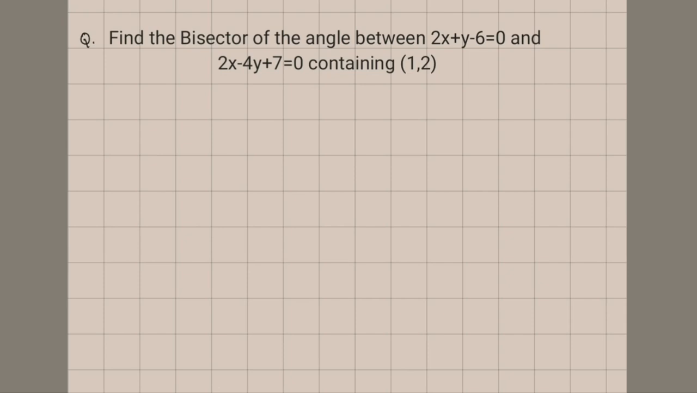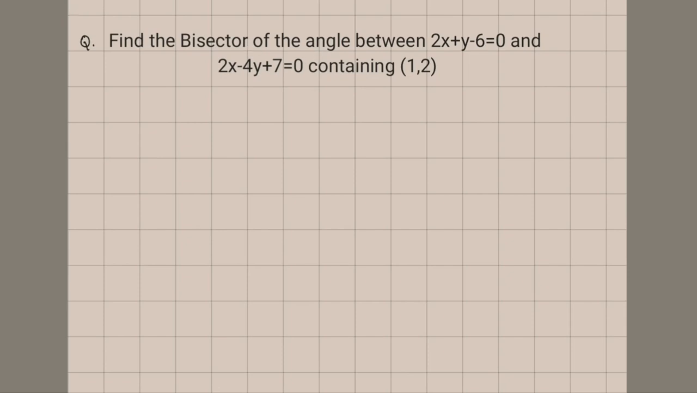The problem is we need to find the bisector of the angle between these two lines, 2x plus y minus 6 and 2x minus 4y plus 7 equal to 0, containing the point (1, 2). So the problem is simple. Let's say this is L1, this is L2. If this is theta, the other will be 180 minus theta. Let's say this is the point (1, 2). We need to find the bisector of this theta.